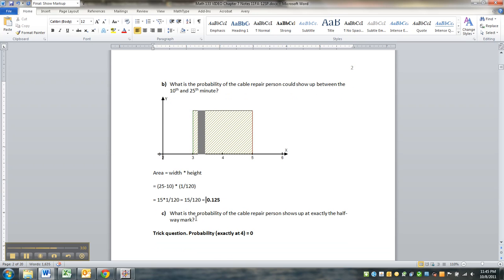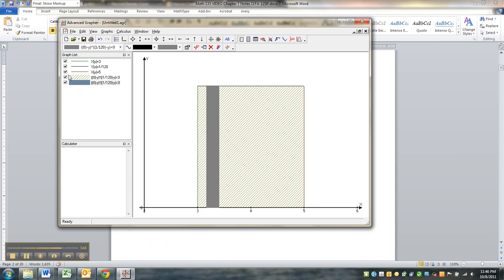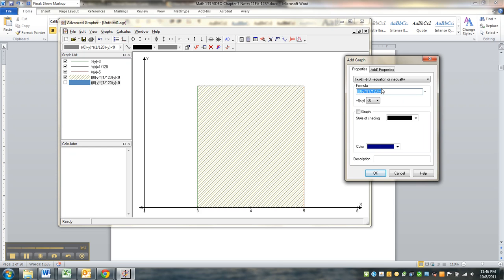All right, and then they ask, what is the probability a cable person shows up exactly at the halfway mark? And I just wrote it down here. It's a trick question. So the probability exactly at 4 p.m., exactly at the instant of 4 p.m., is 0. Now let me see if I can show you why. If I go back and look at the graph for a second, let me just delete this part. Okay, there's the graph. Where is 4 p.m.? Well, 4 p.m. is a line. Let me draw it right here.